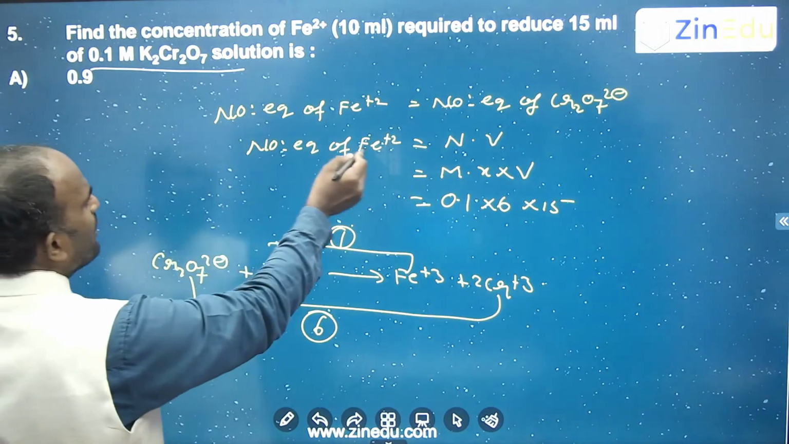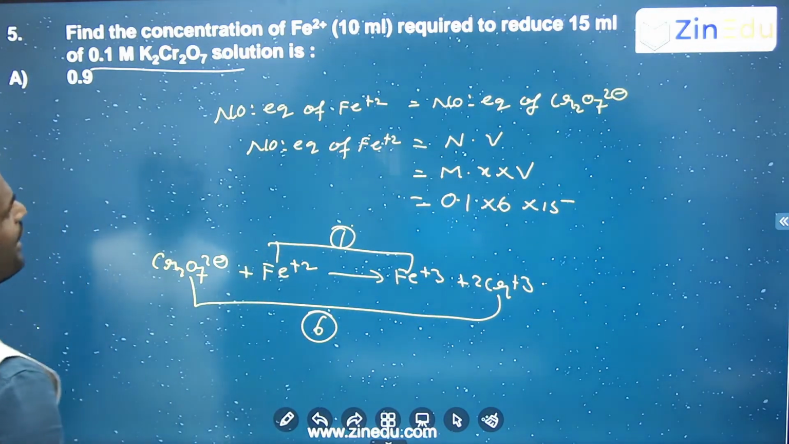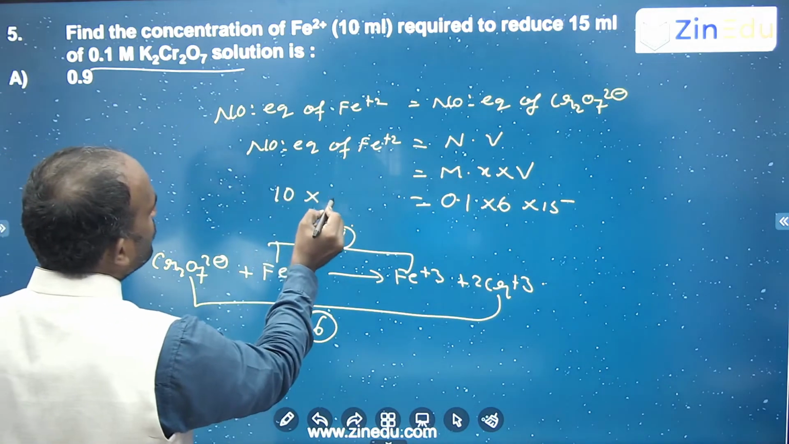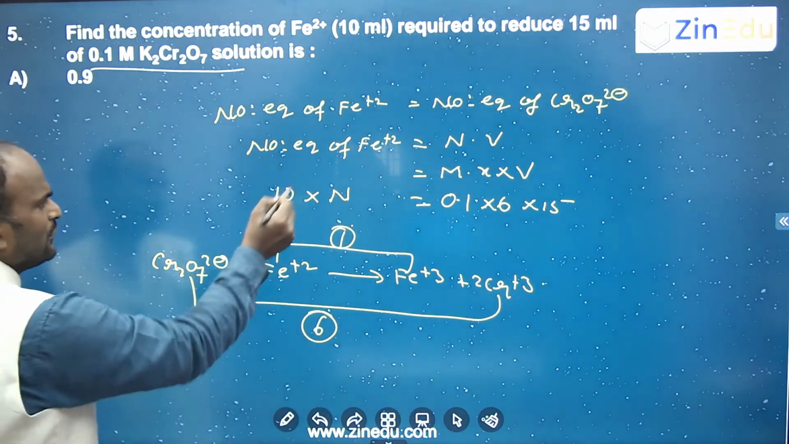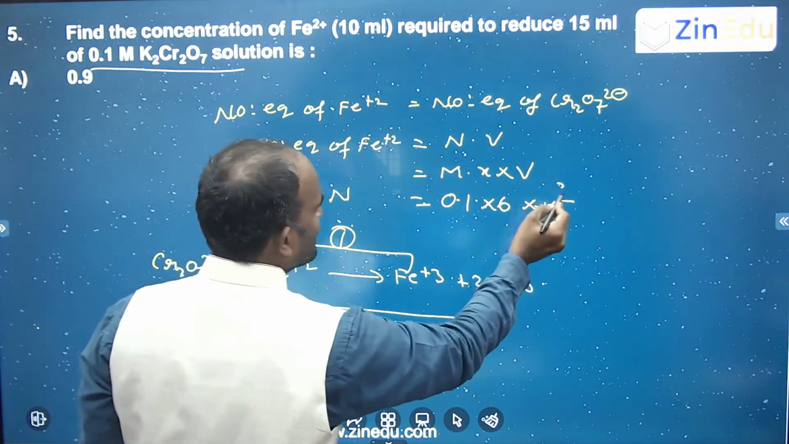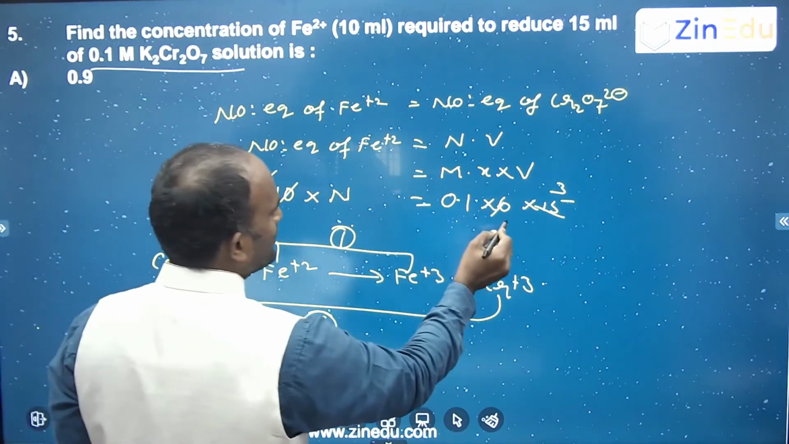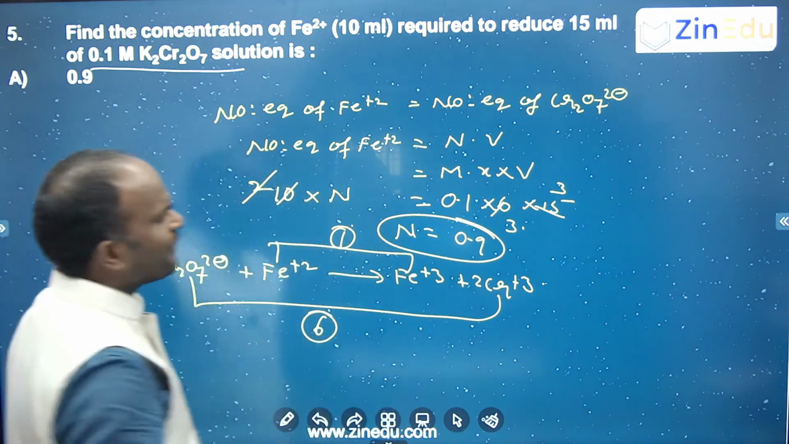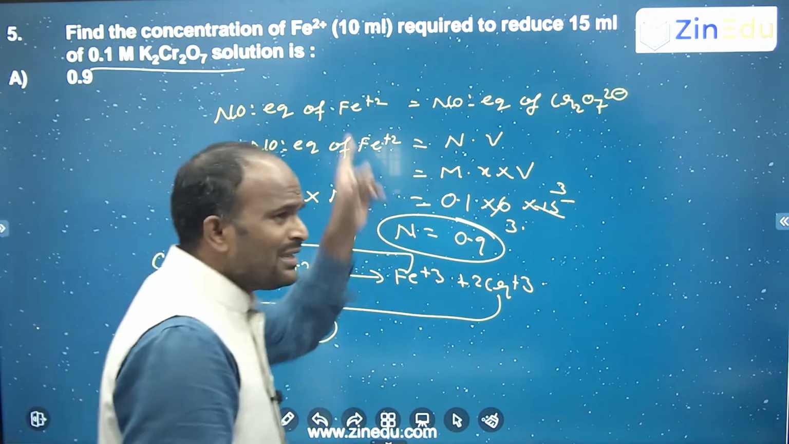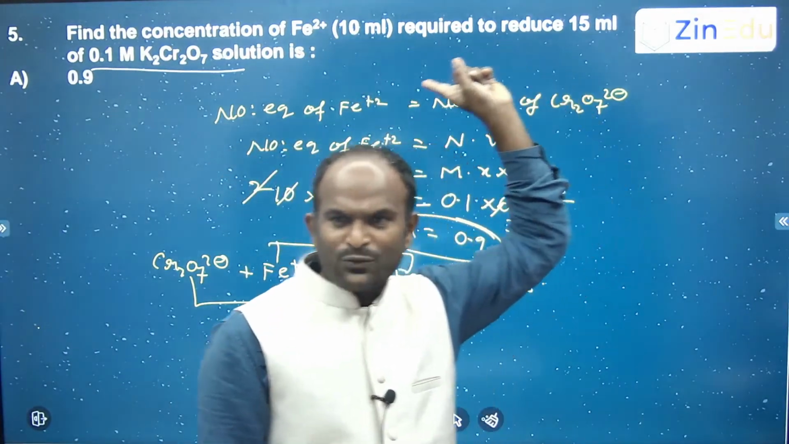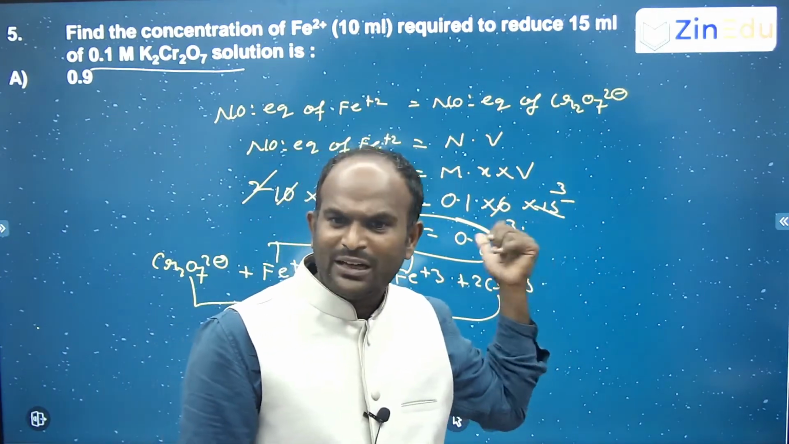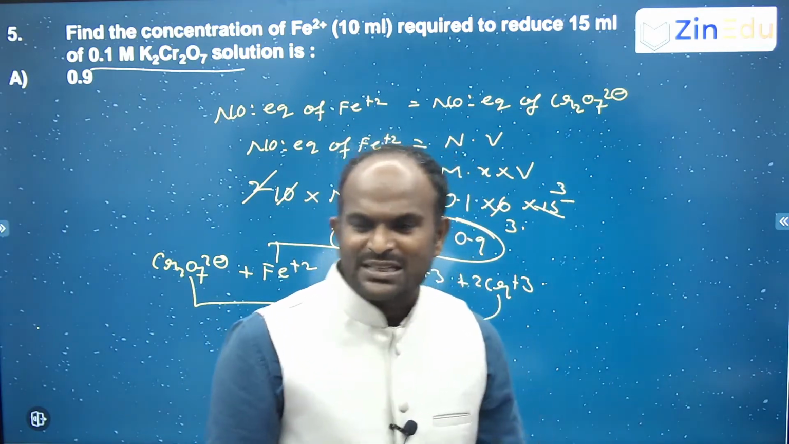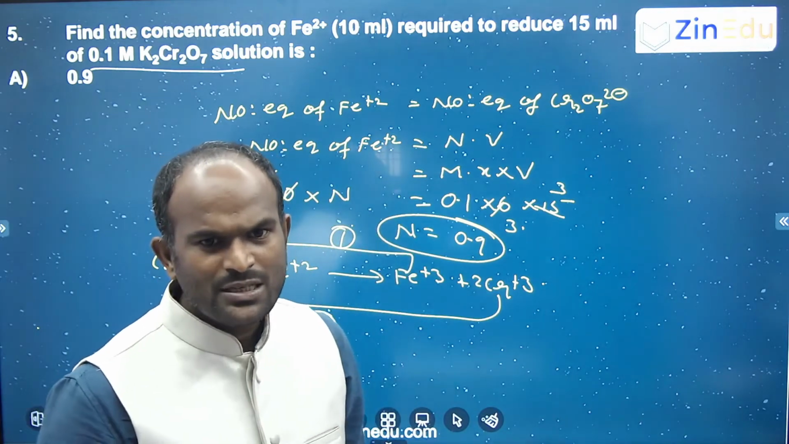And for the number of equivalents of Fe+2, we have to find out the concentration, right? So now this is 10 into normality. So 5 2s are 10, 5 3s are 15, and this is 2 3s are 6, so normality is equal to 0.9. Normality of Fe+2 or molarity of Fe+2: since its X factor is equal to 1, either normality or molarity of Fe+2 ion, both of them are going to be equal, which is 0.9. Right? Next.